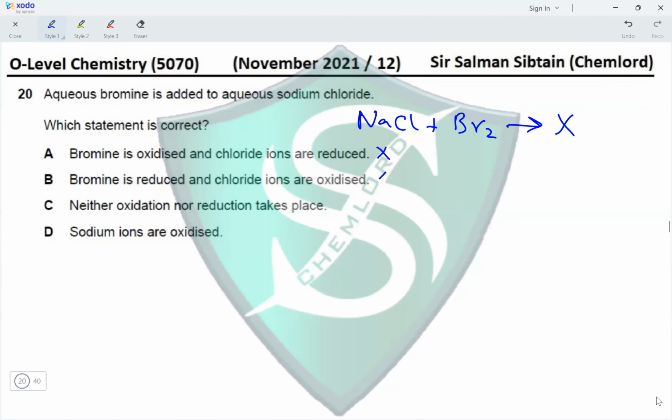B, bromine is reduced and chloride ions are oxidized. No, the reaction is not happening. C, neither oxidation nor reduction takes place. Yes, nothing takes place actually. D, sodium ions are oxidized. No. Bromine is less reactive than chlorine, so it will not displace chlorine from its solution of salt. So neither oxidation nor reduction is taking place. In fact, there is no reaction occurring. This makes option C the correct option for this question.